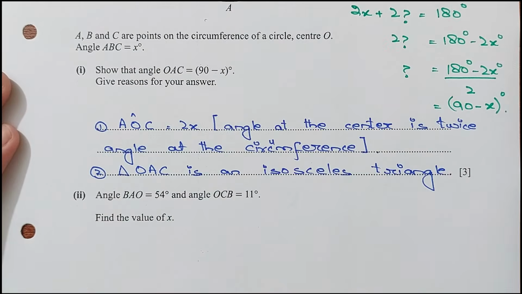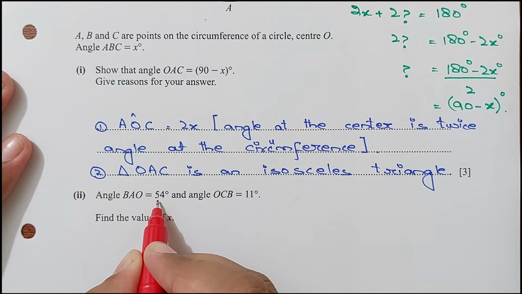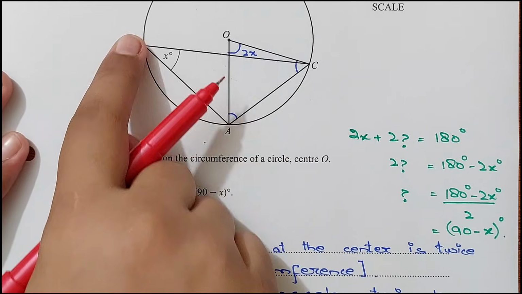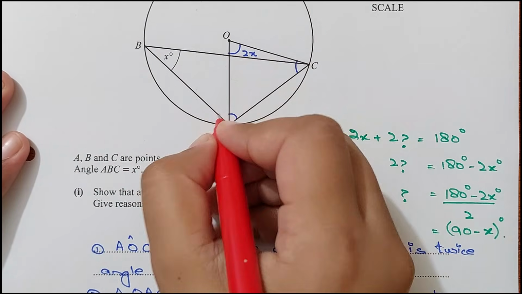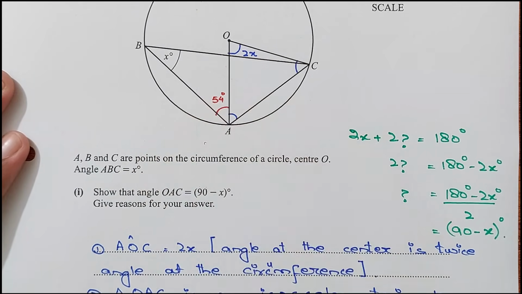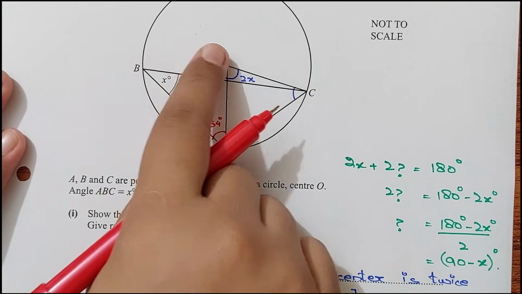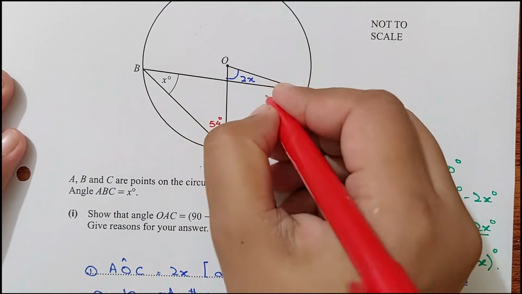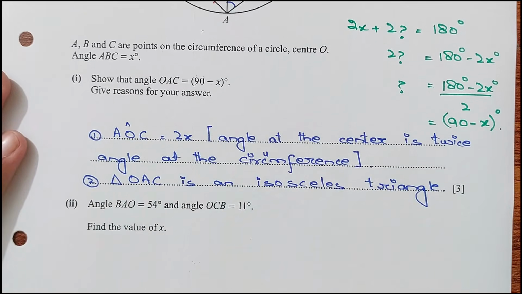Now for the second part, angle BAO is 54 degrees, and angle OCB is 11 degrees. Find the value of x.